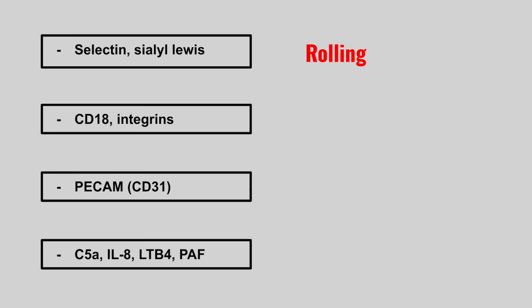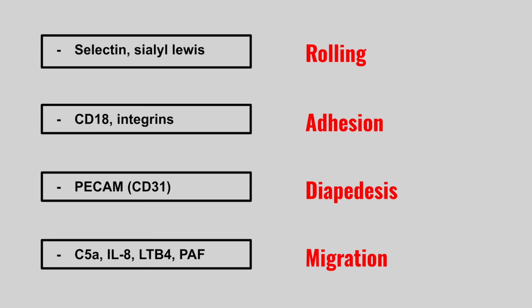This is rolling. The next step involves CD18 and integrins. This is adhesion. The next one involves PECAM CD31. This is diapedesis. The next step involves C5a, IL-8, LTB4, and PAF. This is migration.